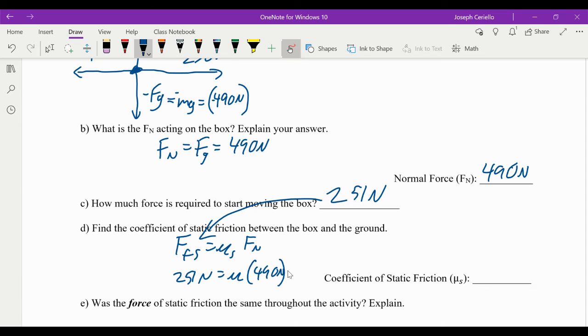Now, a lot of people ask the question here, what are the units? I'm glad you're thinking about units. Well, we have newtons divided by newtons, so mu s is actually a unitless quantity, one of the few we'll have this year. 0.51 is what it comes out to be.